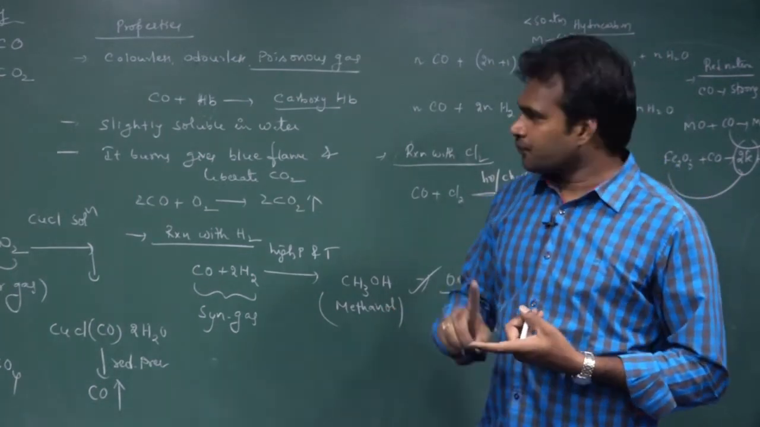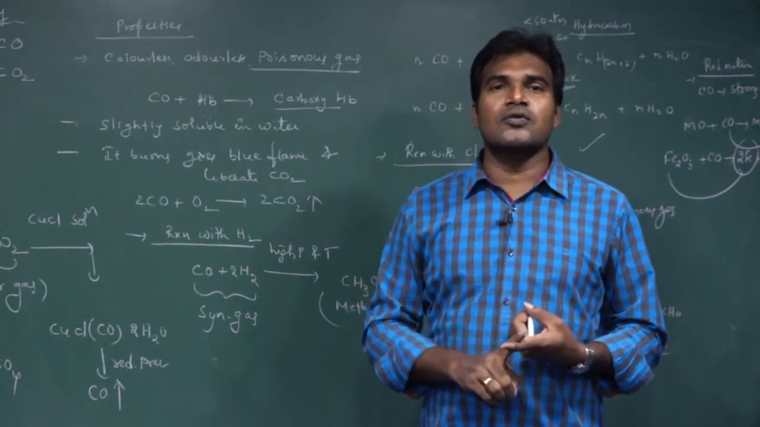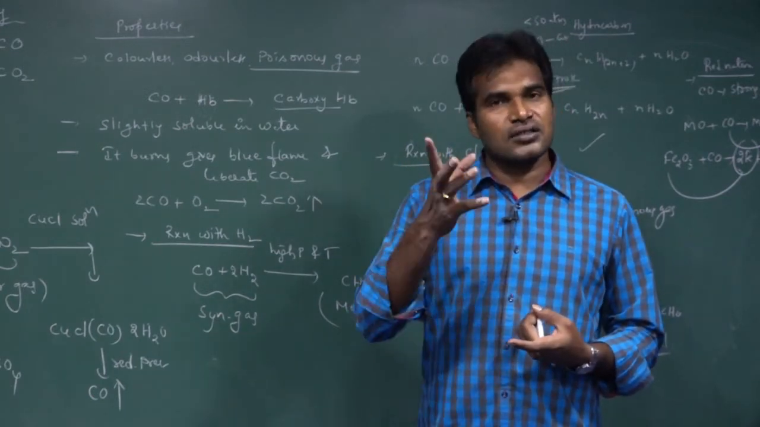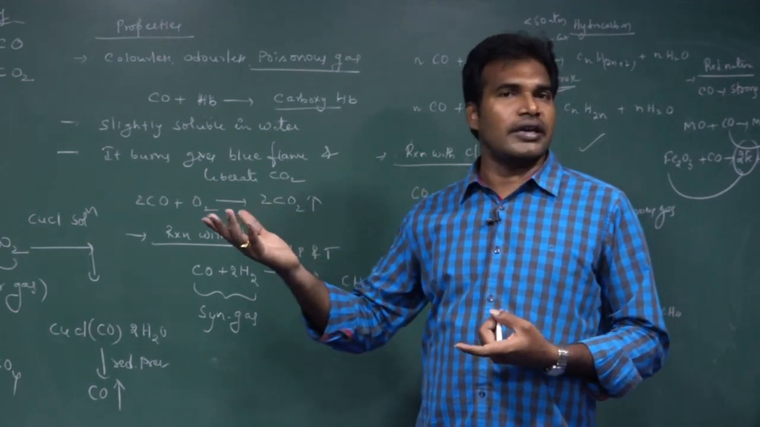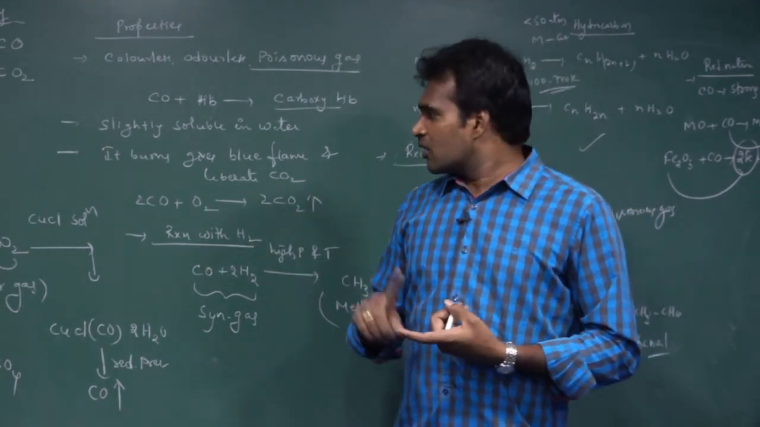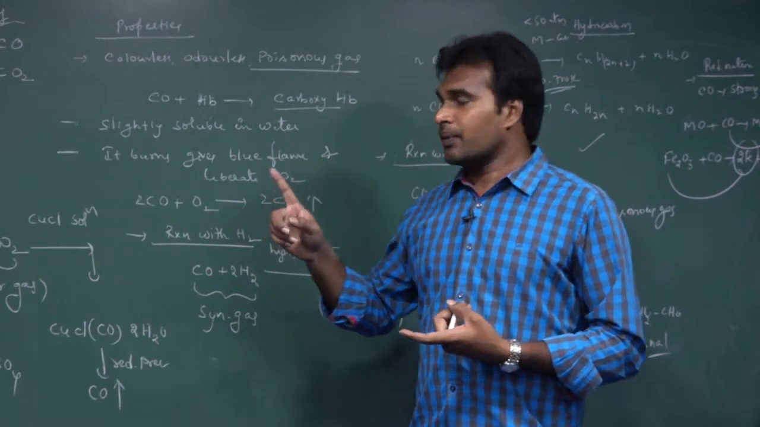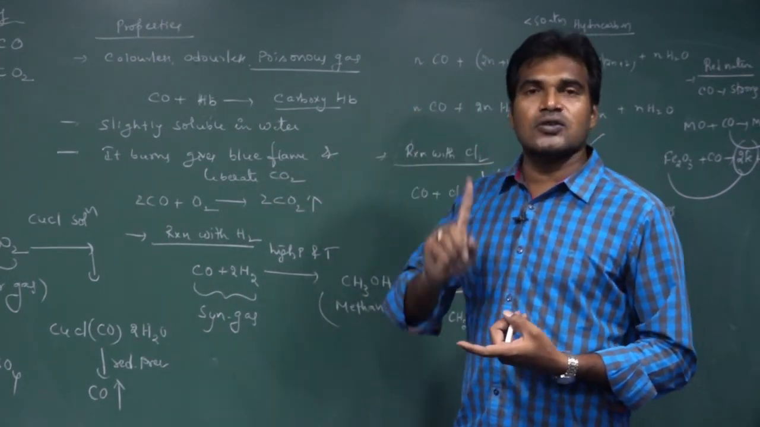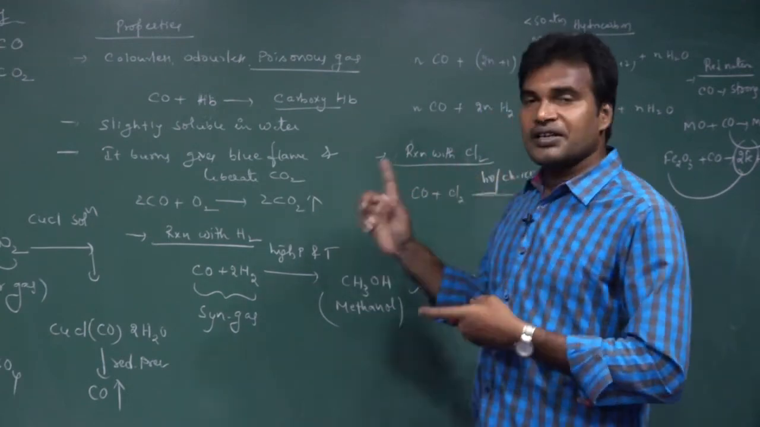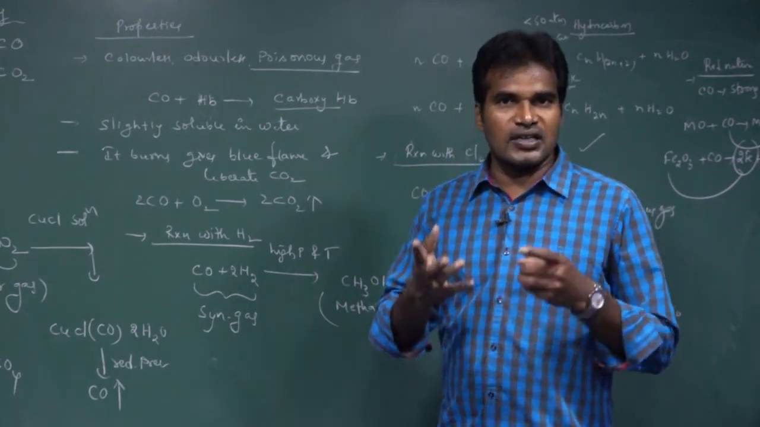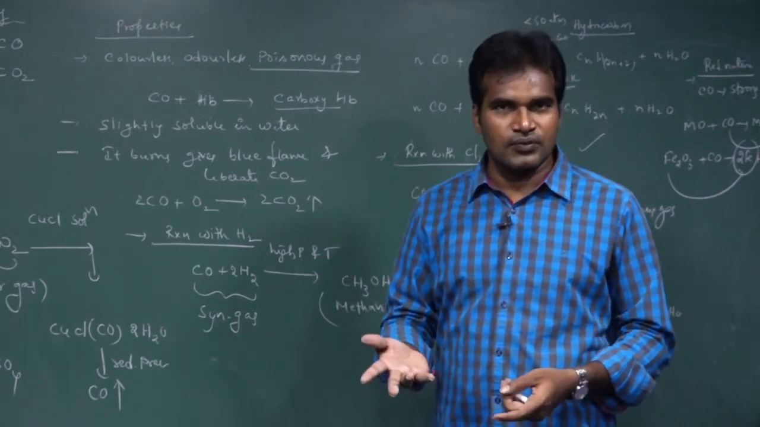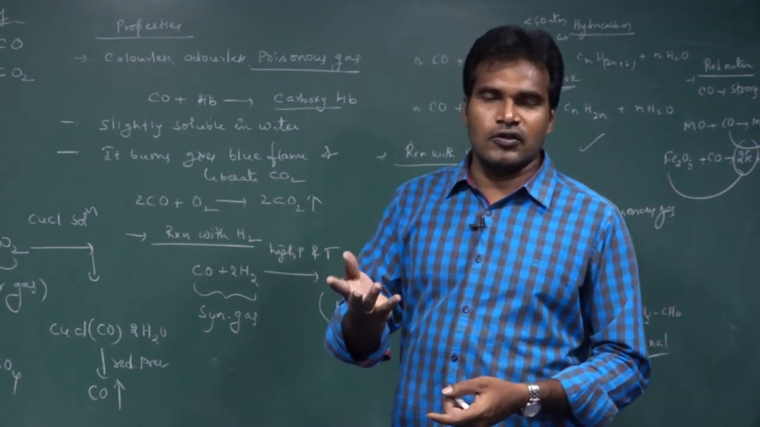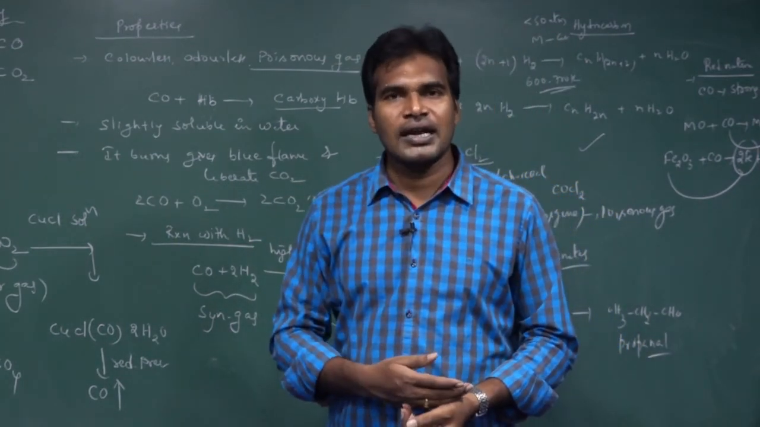So first, CO gas: the mixture of CO and hydrogen is called water gas, and CO plus nitrogen is called producer gas. Both are used as industrial fuels. Next, CO gas is used for the preparation of methanol and some hydrocarbons. And CO gas is used for making metal carbonyl complexes. Why? Because carbon monoxide is a strong ligand, with strong electron donating nature.